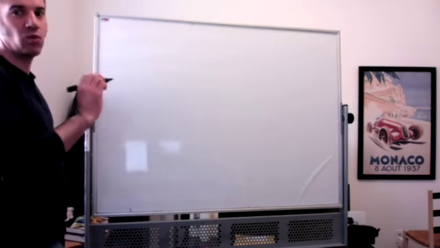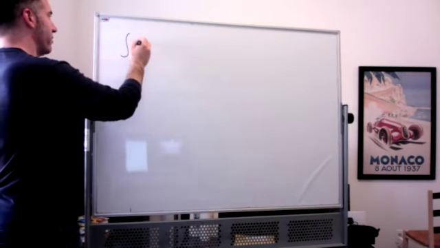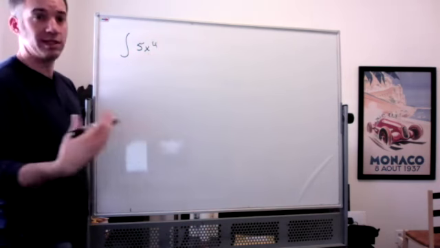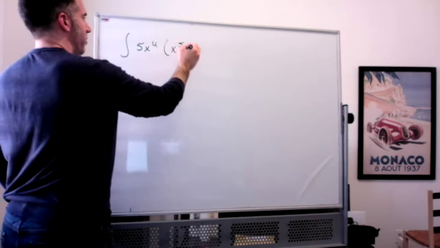Okay, so let's look at this one problem. I want to find the antiderivative, also known as the indefinite integral, of 5x to the 4th times x to the 5th plus 1.